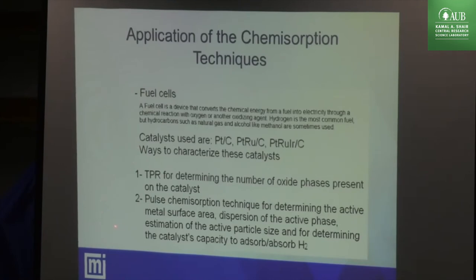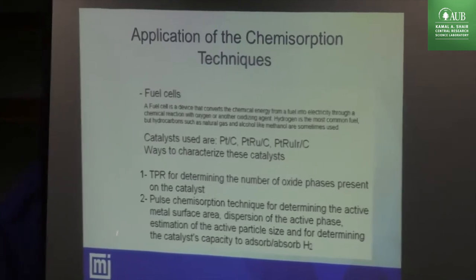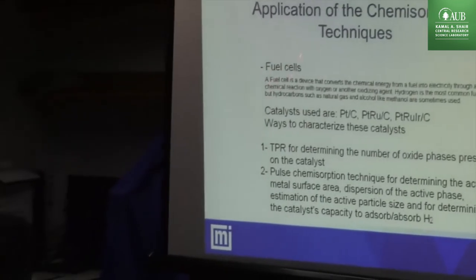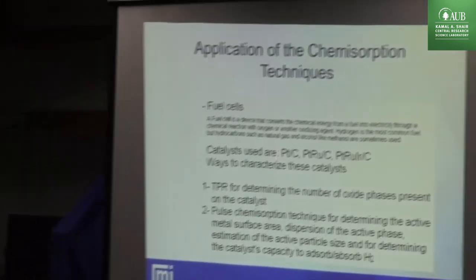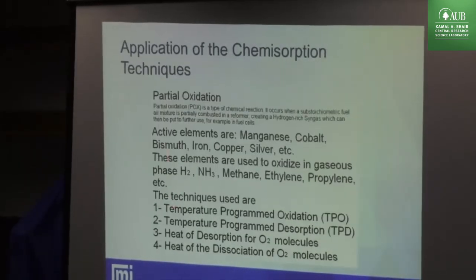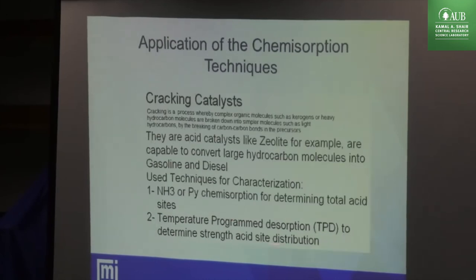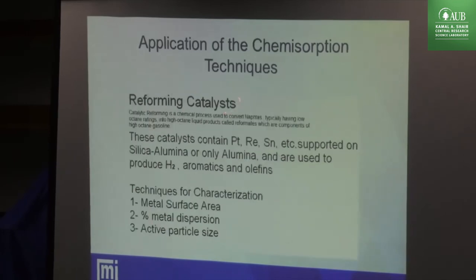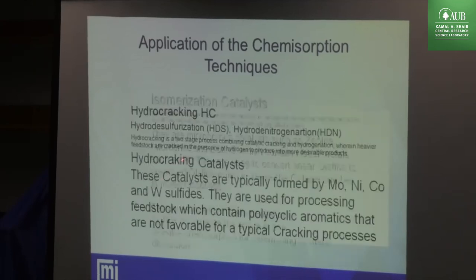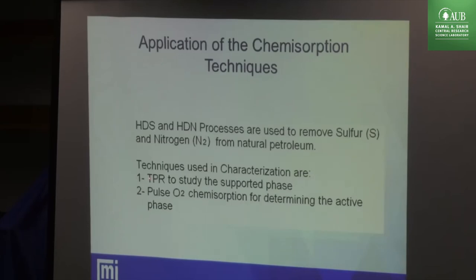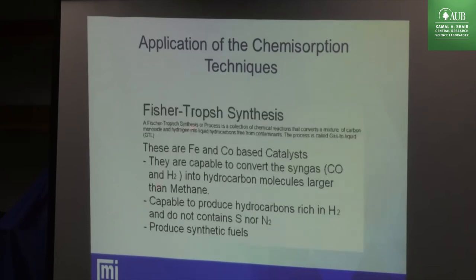Application for all kinds of catalysts. There's no limitation for any kind of catalyst. For fuel cells, you can use TPR, pulse chemisorption, to quantify the active species. For partial oxidation, you can also use temperature programmed oxidation and TPD. For cracking, you can use TPD of ammonia because of acid sites. For reforming, you can use surface area and metal dispersion. For any kind of catalytic reaction, I'm not going to mention all of them, but you see just a few examples, and you can use anything for them.